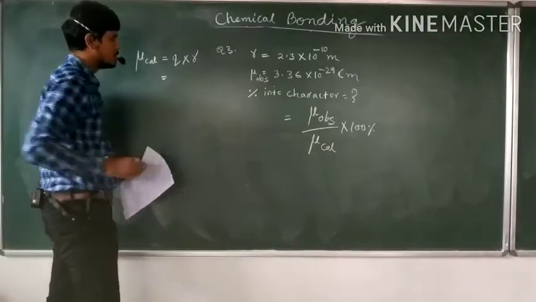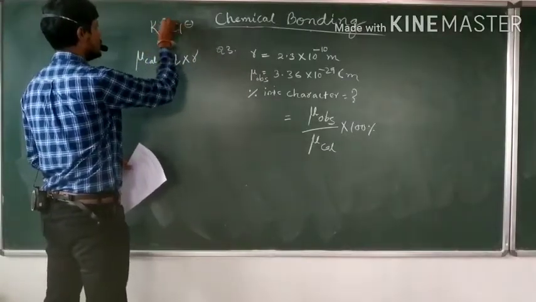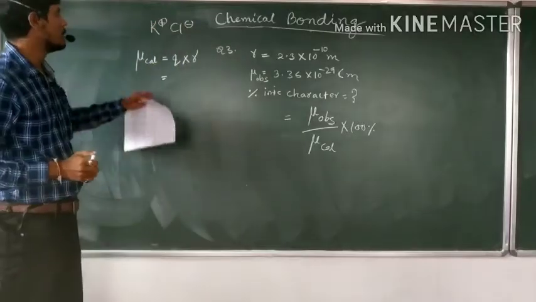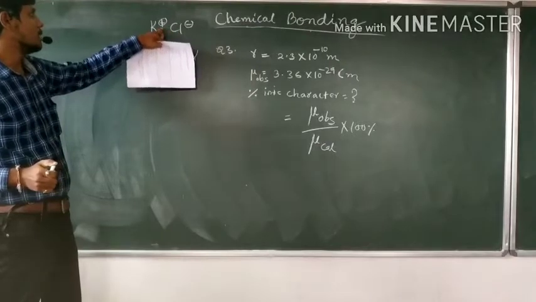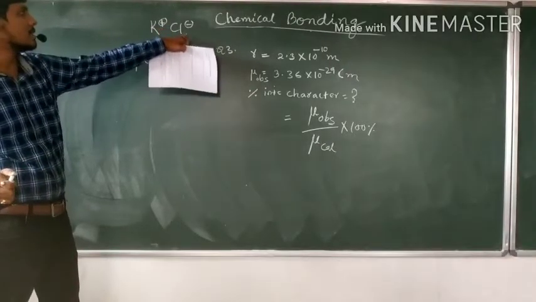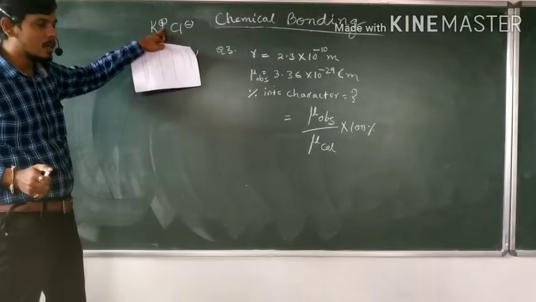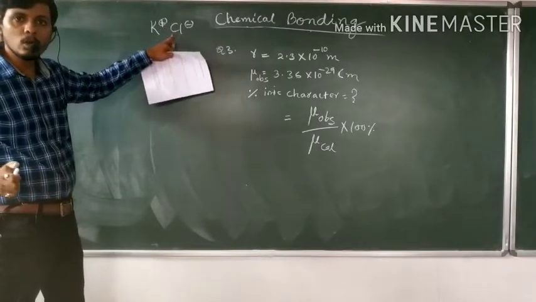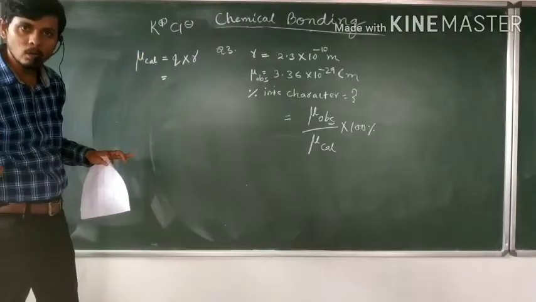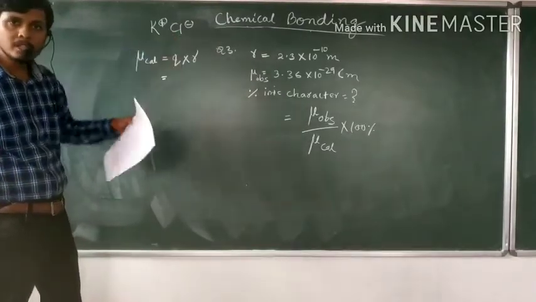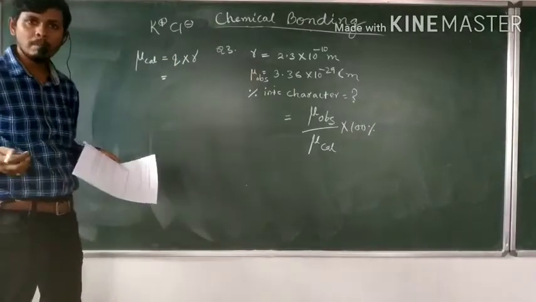So the charge is: we have K positive, Cl negative. One positive charge, one negative charge. So K has a positive charge of 1, Cl has a negative charge of 1. So 1 electron less, 1 electron more. That means how many coulomb? Single positive means 1.6 into 10 to the power minus 19 coulomb. Single negative means minus 1.6 into 10 to the power minus 19 coulomb.